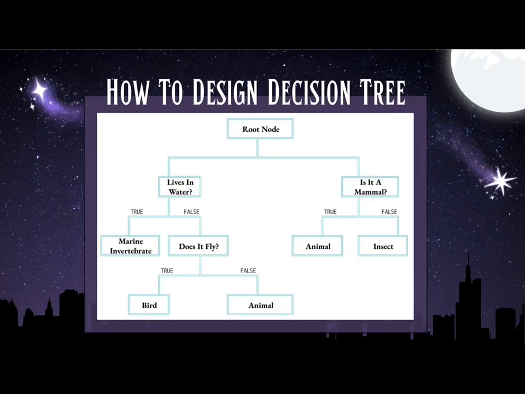How to design decision tree. Typically I have proposed this example, so simple to understand. We start with the root node. Does it live in water? If that's true, then it's marine invertebrate. If it's false, then we go to another argument. Does it fly? True, it's a bird. False, it's an animal. Then we have another criteria. Is it a mammal? If that's true, it's an animal. If it's false, then it is insect. This is how to design decision tree.